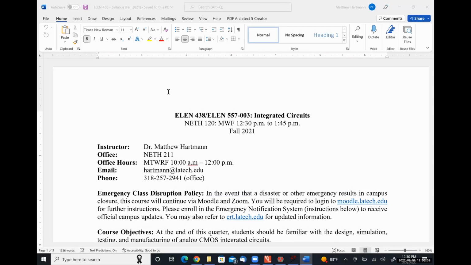This is integrated circuits. One thing that I do want to address is that the class is taught jointly between the undergrads and the grad students, where the grad students get an extra couple of problems here and there. For administration purposes, I have just put all of the grad students in the undergrad section on Moodle. So Stephen, you should see right now that you're enrolled in 438 and 557-003 on Moodle.